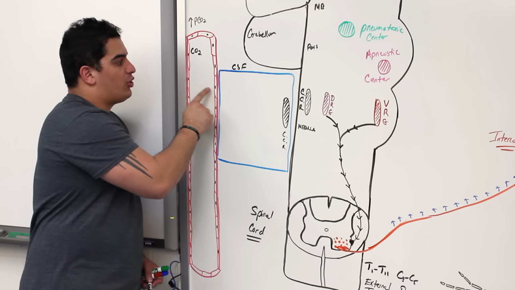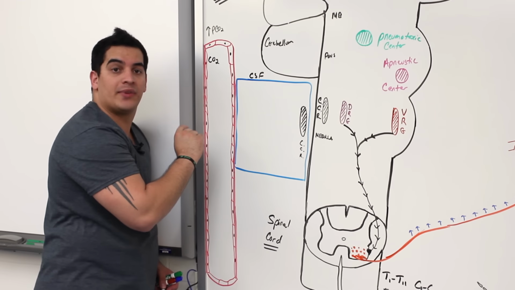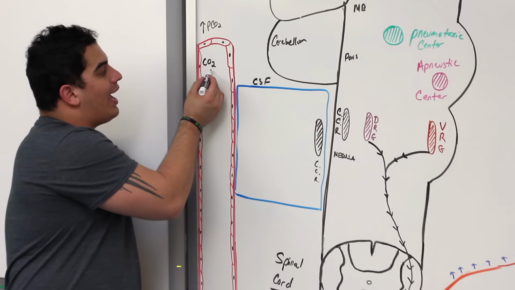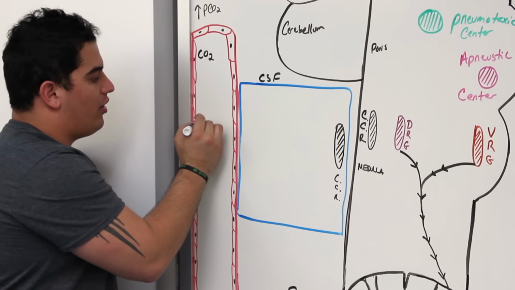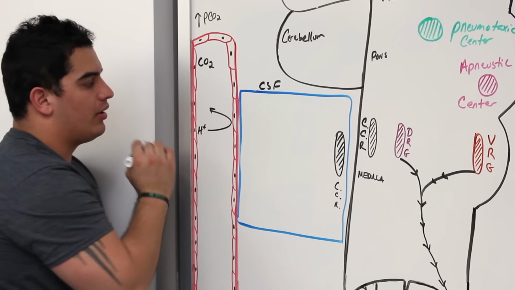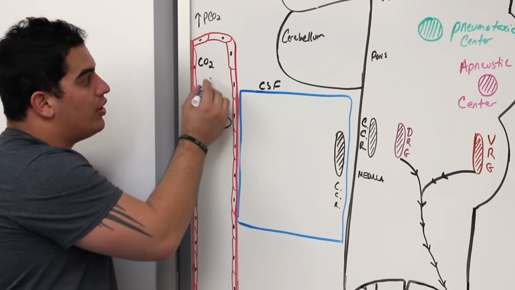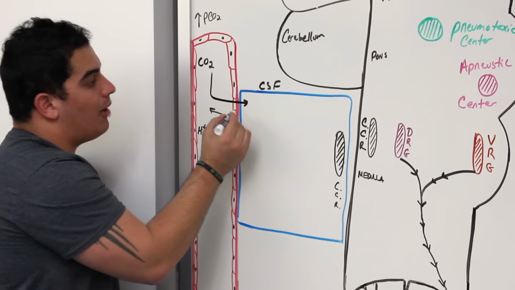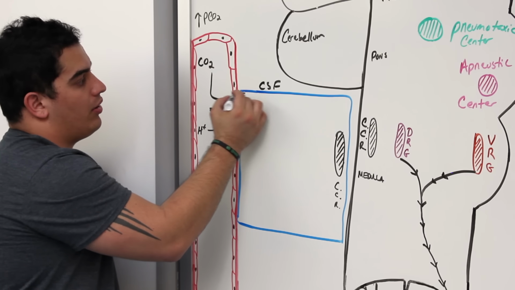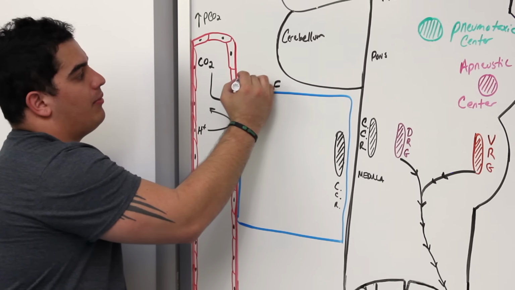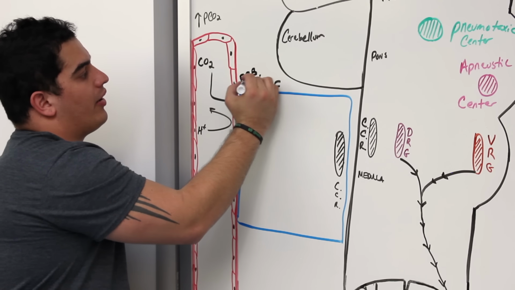Well, I have to cross the blood-brain barrier. In order for me to do that, I have to bring the CO2 in, because protons can't get in, since they're charged. So CO2 will come into the cerebrospinal fluid. It'll cross the blood-brain barrier. Again, what is this structure here called? This right here is the blood-brain barrier.